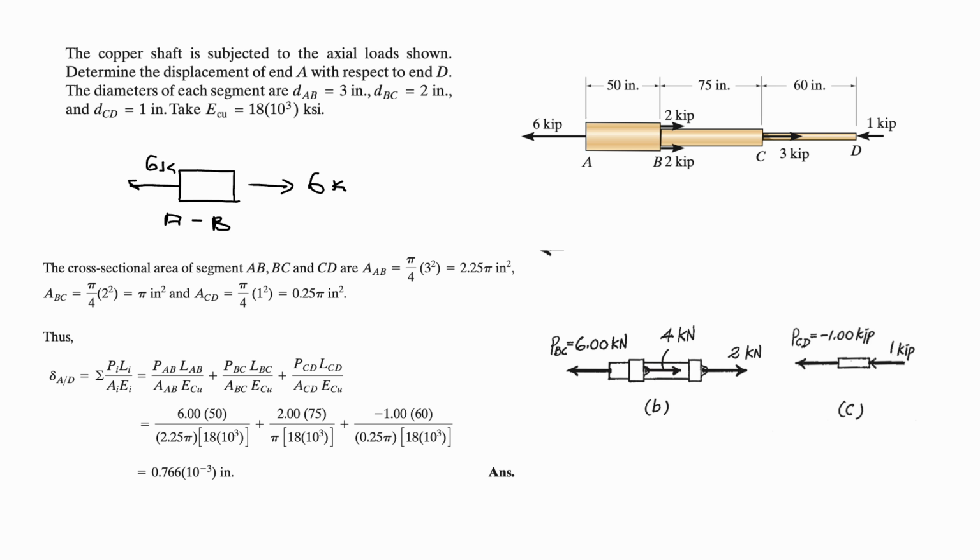Here I just noticed that on figures B and C it is given kilonewton. That is a mistake. It's not kilonewton, it is kips. So we have 6 kips, 2 forces of 2 kips, and at the end between B and C 2 kips. And for the segment CD, again we have only 1 kip, which is pushing. That means we have minus 1 kip. So this is one example for axial loading.